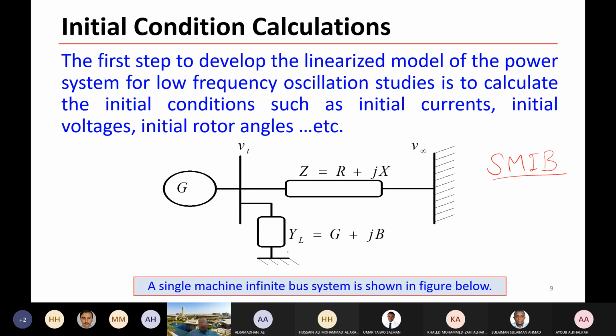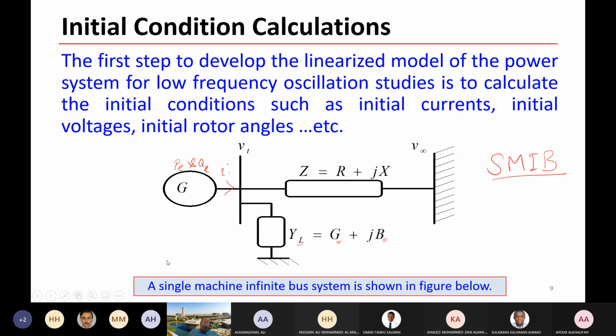To generalize the problem, we will assume that we have a local load here, and this is the admittance of the local load, conductance and susceptance. You have a transmission line with an impedance R plus JX, terminal voltage, infinite bus voltage, and you have here current I, which is ID plus JIQ, and you have here, of course, PE and QE, the electrical power and electrical reactive power output of the machine. So let us consider this system at the time being.